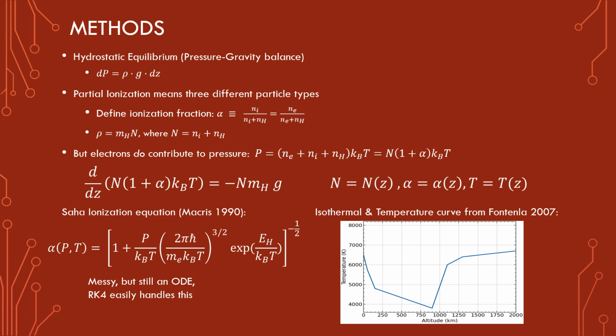We have our differential equation, and now we just need to choose two functions and solve for the third. Luckily, the conditions for the Saha equation are met, and shown here is the formulation used in the model. The temperature model can be isothermal or empirical. Putting this all together is a bit of a mess, but it's still just an ordinary differential equation, so numerical methods like Runge-Kutta are perfect for this.